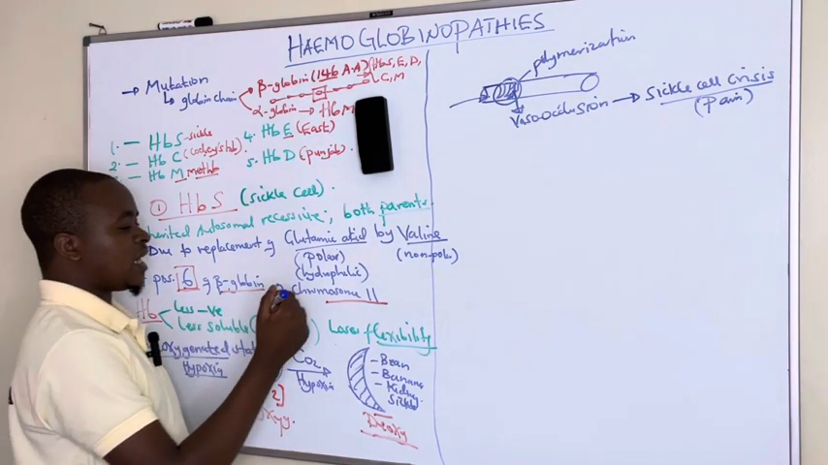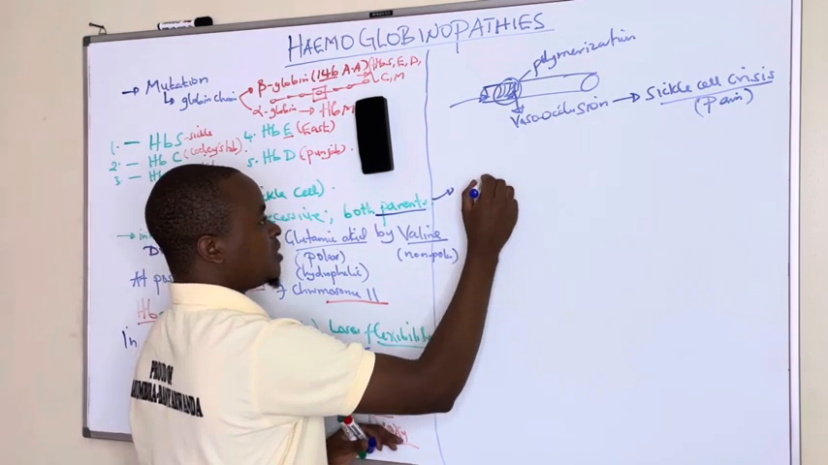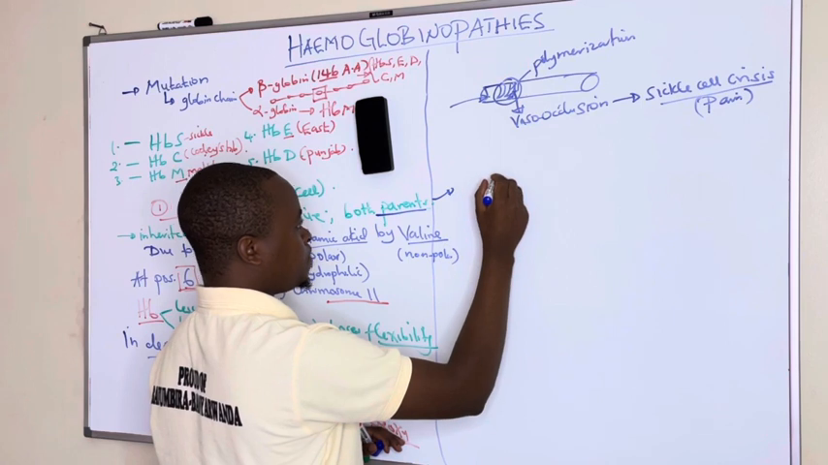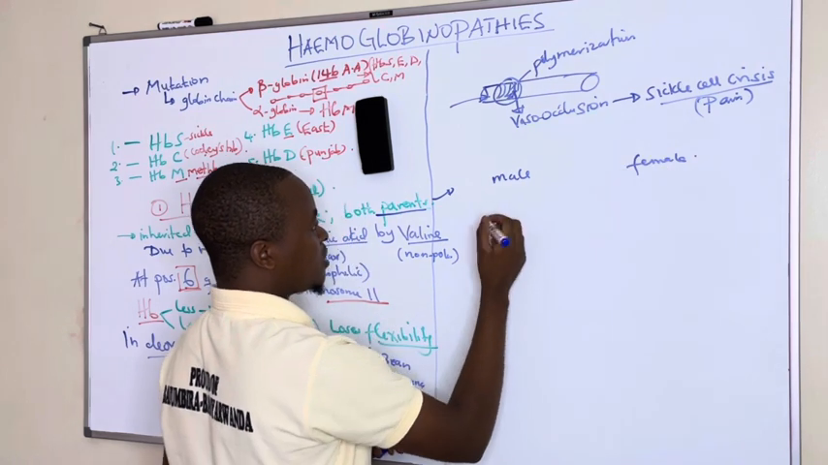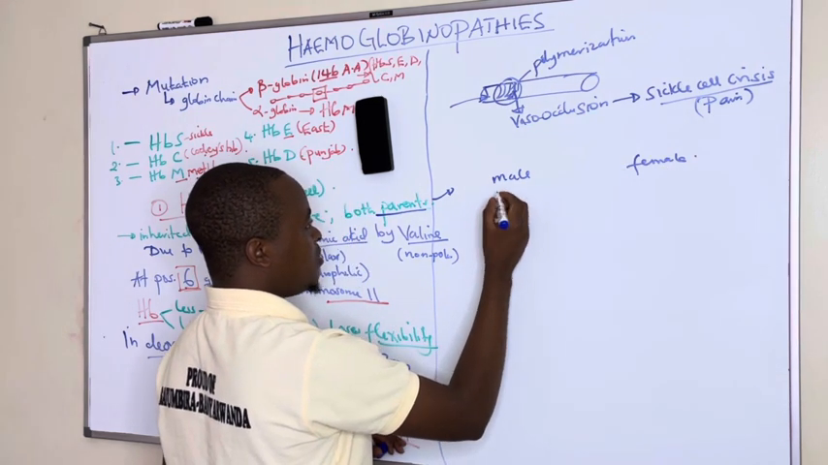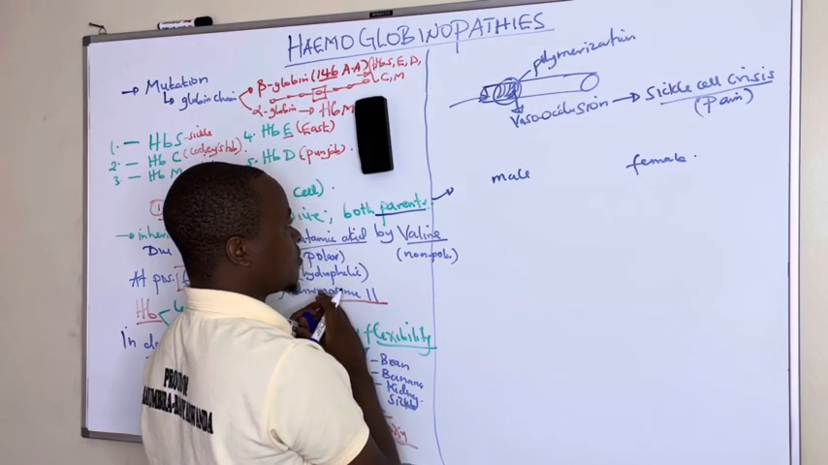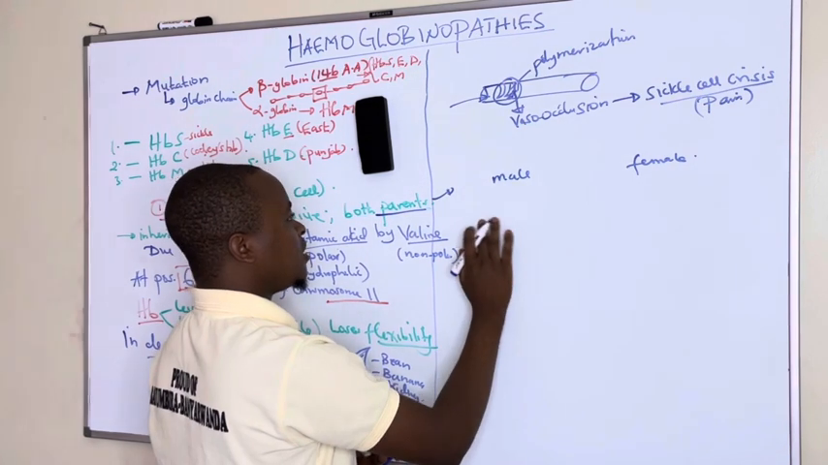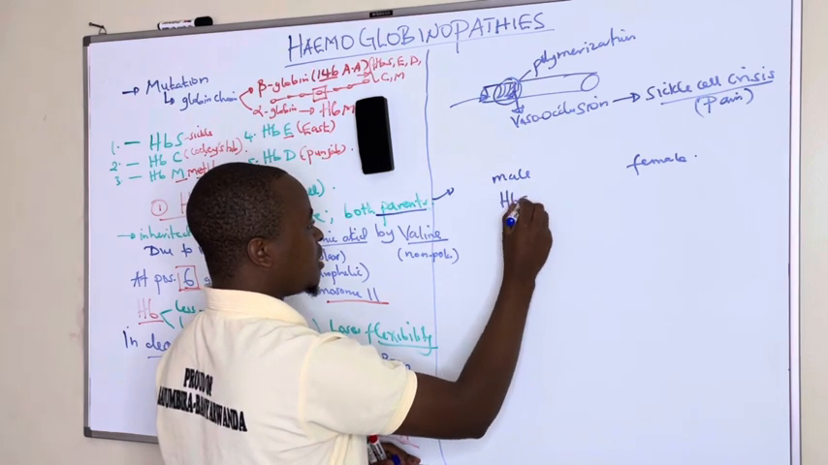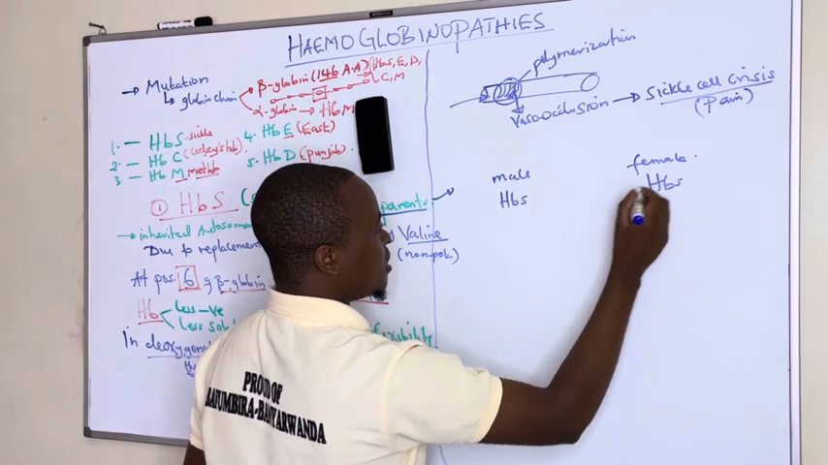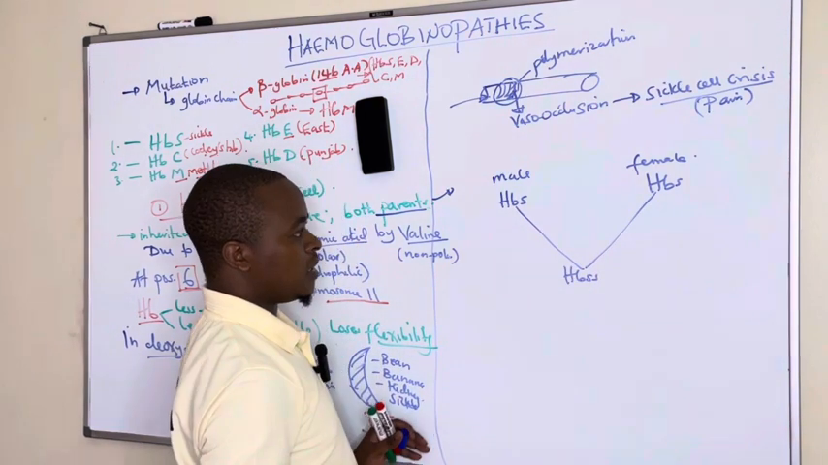Do not forget that it is acquired from both parents. If this is a male and this is a female, these cells are not sex linked, but they are carried by the hemoglobin. So whenever a male has hemoglobin S, and the female also has hemoglobin S, on fertilization we see them producing a sickler.